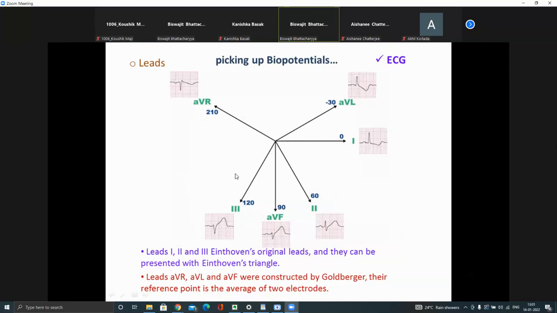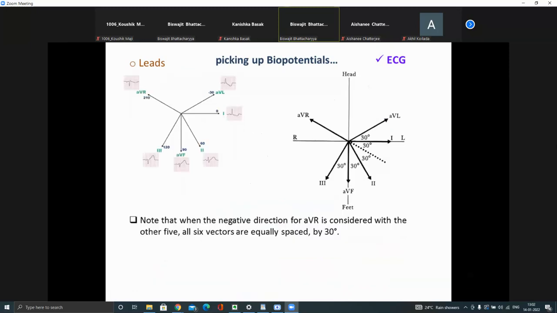Always. Okay. And leads 1 to 3 are originally the Einthoven's leads, and they can be presented with Einthoven's triangle. So if we club all such leads in one figure, it will come this particular way. Now if we reverse the AVR lead, then what will we get?